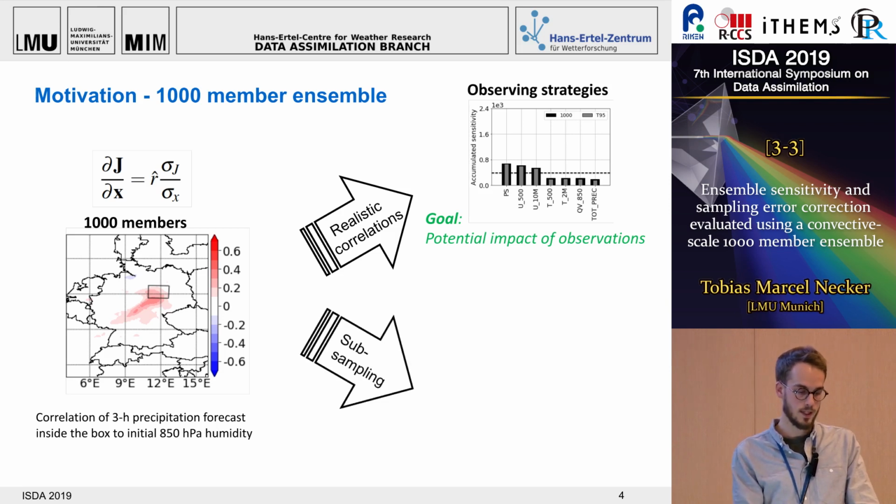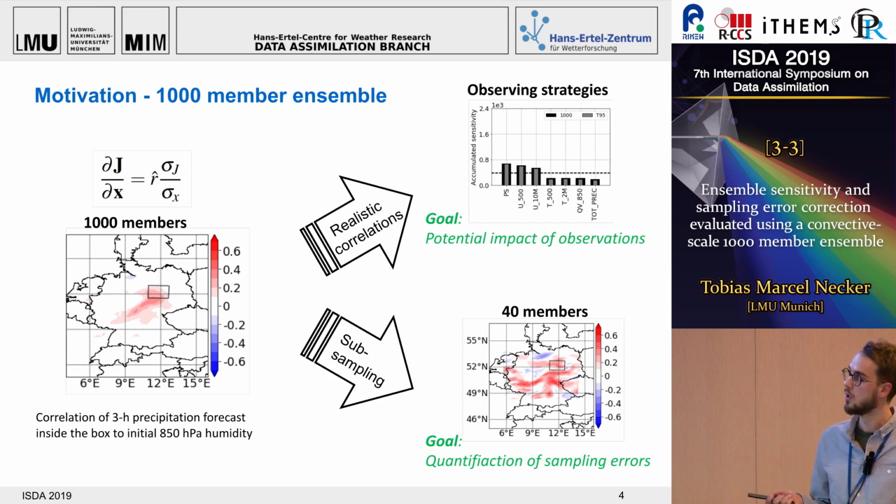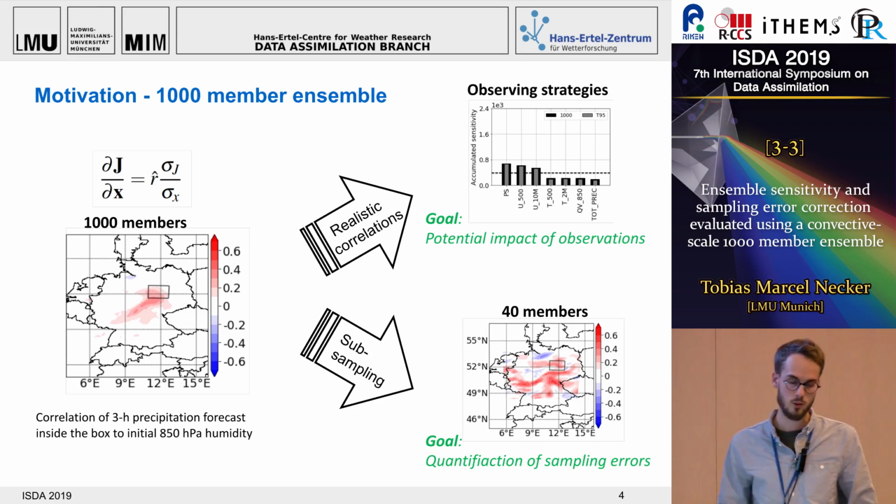The second goal of the study was to use this 1,000-member ensemble and do subsampling to see how sampling errors look. Here is an example of a 40-member ensemble, the same correlation field as in the beginning, and you can see we get lots of spurious correlations all over the domain.